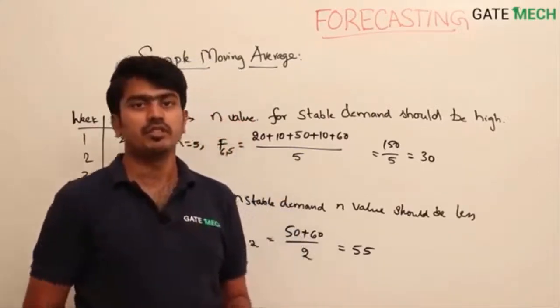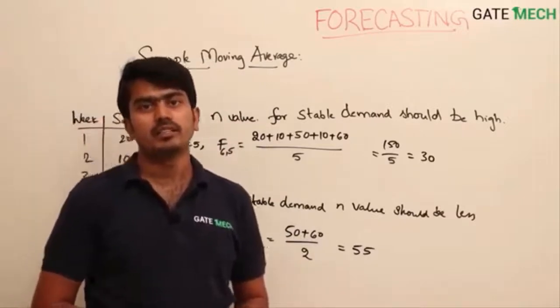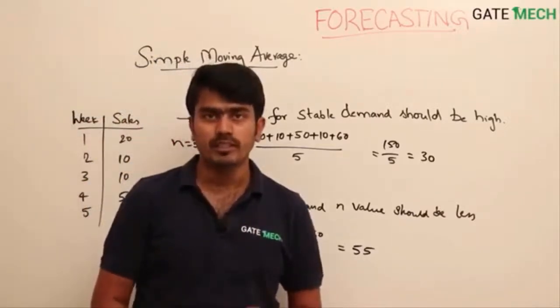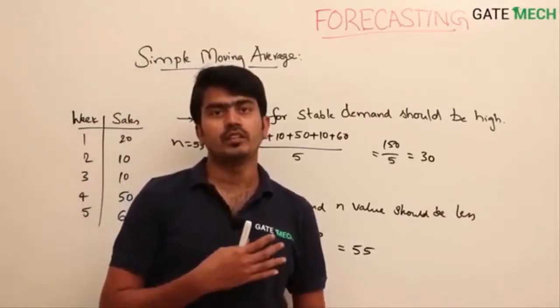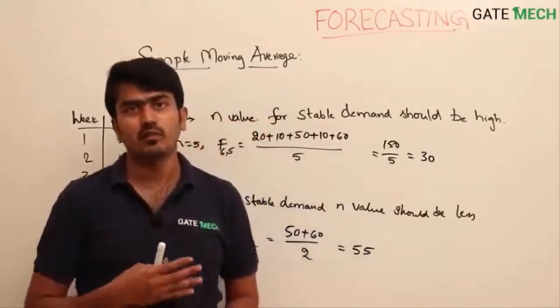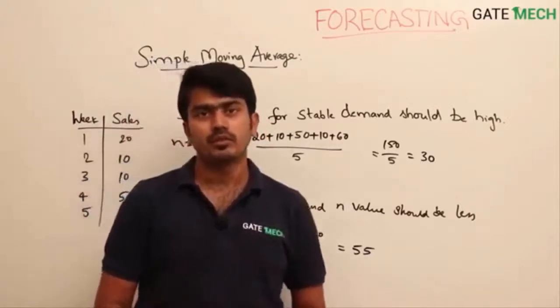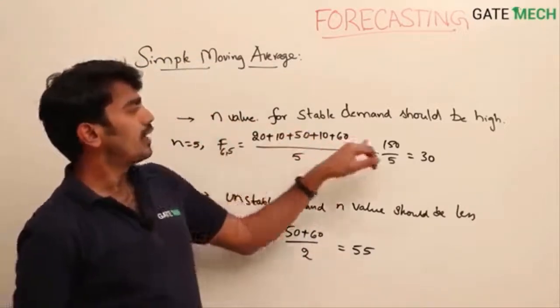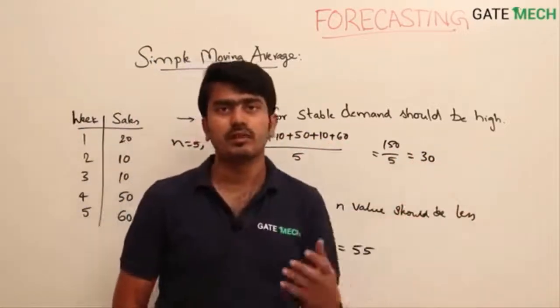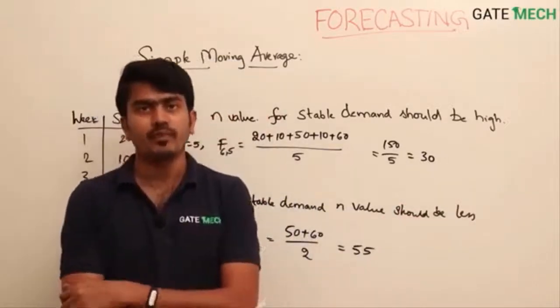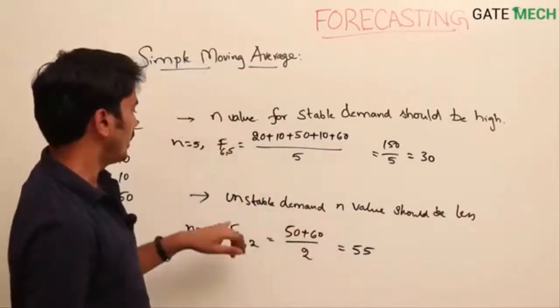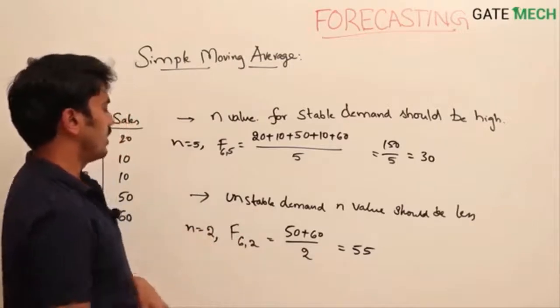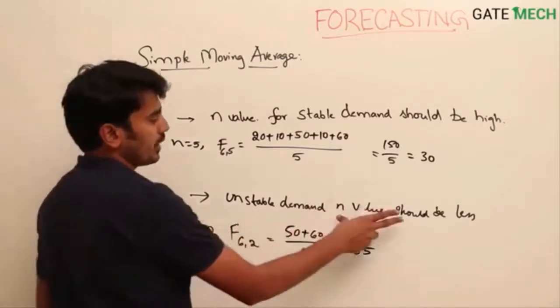Whereas in case of stable demand, just like in case of sales of automobiles, the variations will be very less over months or years. So even if we take high values of n, the demands won't vary very much. That's why it is suggested to use a low n value for unstable demand.